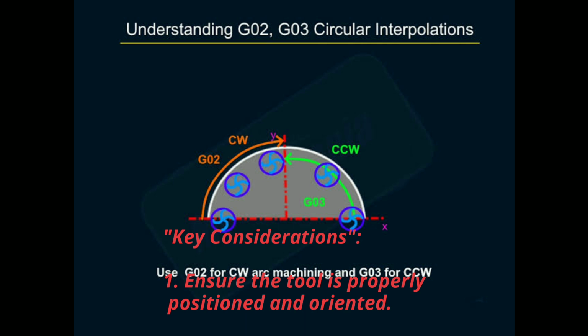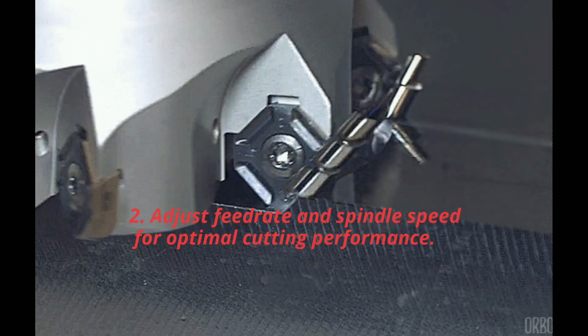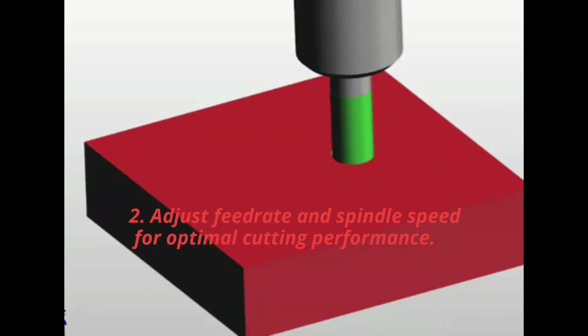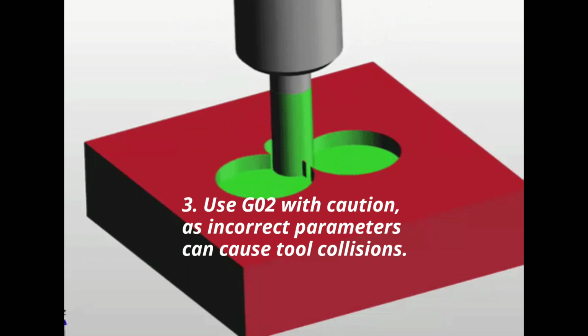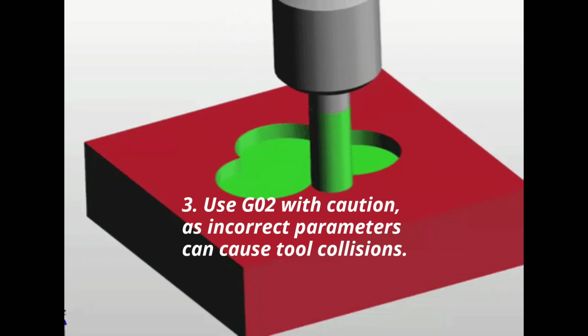Key considerations. 1. Ensure the tool is properly positioned and oriented. 2. Adjust feed rate and spindle speed for optimal cutting performance. 3. Use G02 with caution, as incorrect parameters can cause tool collisions.